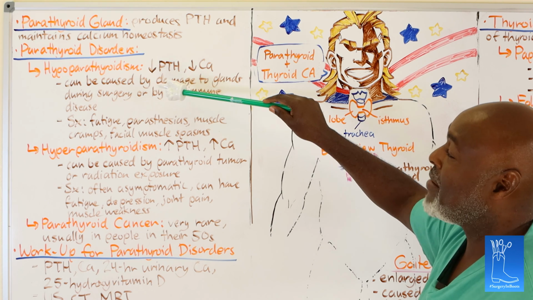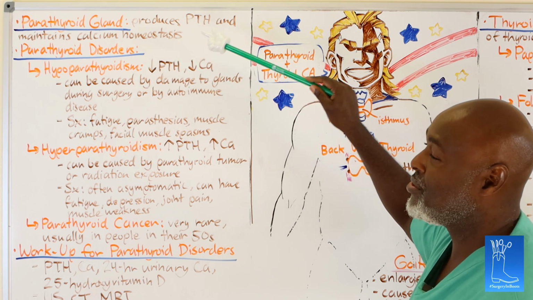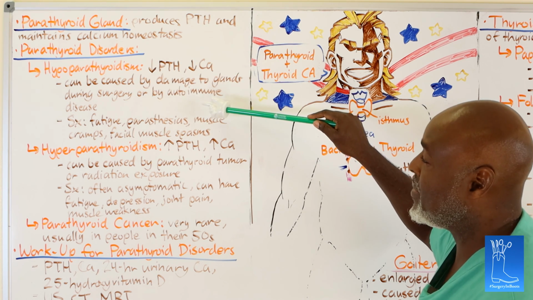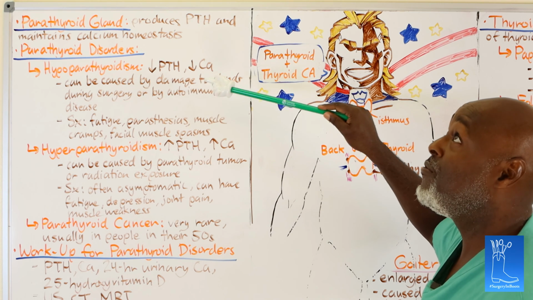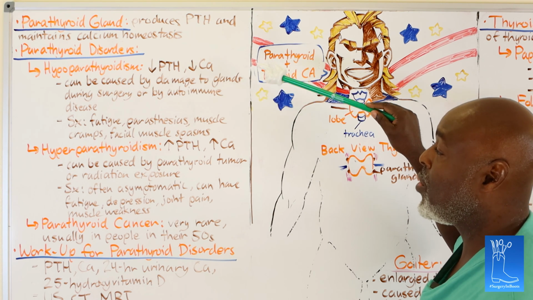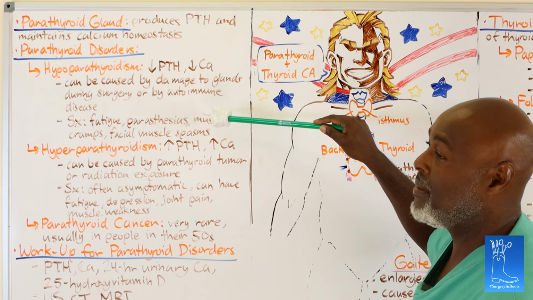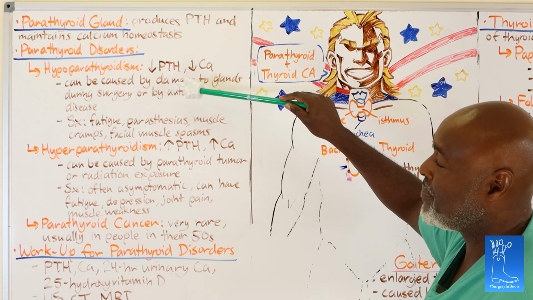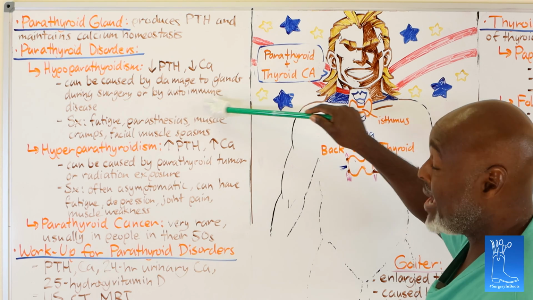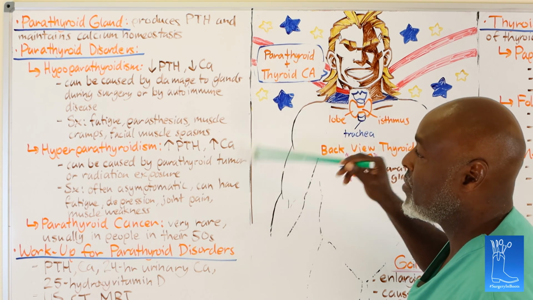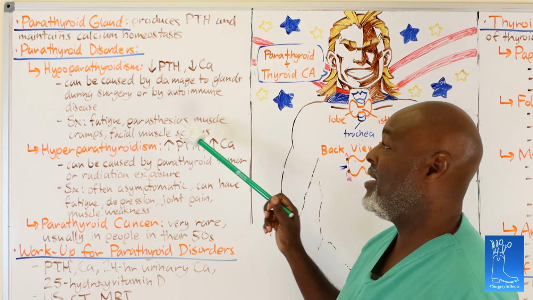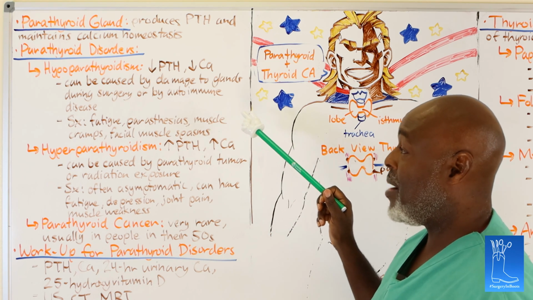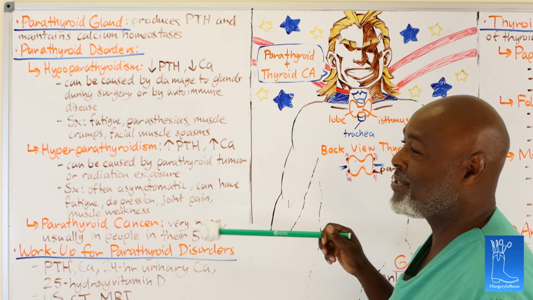If you have hypoparathyroidism, which is usually after we do a total thyroidectomy and we believe we left all the glands and we don't, or we beat them up pretty bad and they're not working like they're supposed to, your calcium can drop and your parathyroid hormone can drop. And there's some autoimmune diseases that will cause it. In that case, fatigue, paresthesias, muscle cramps, facial muscle spasms is kind of cool.